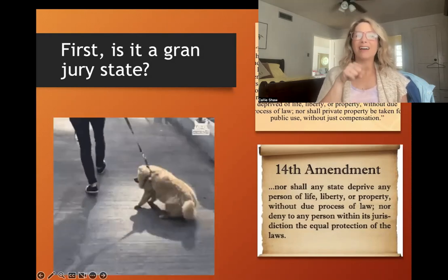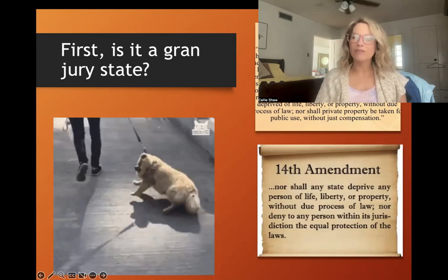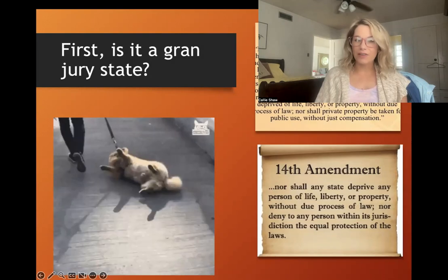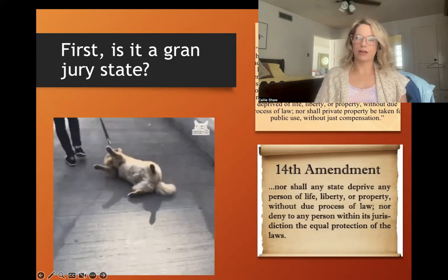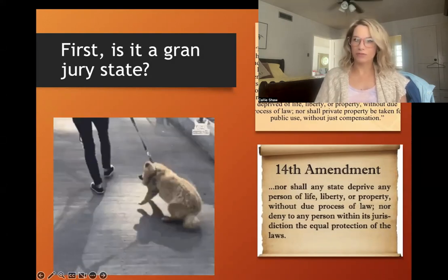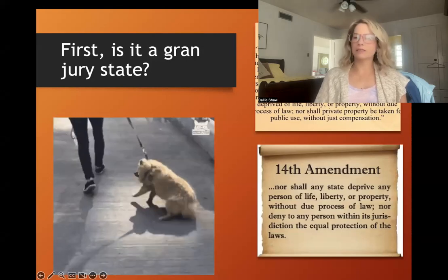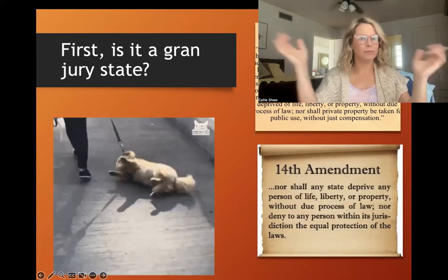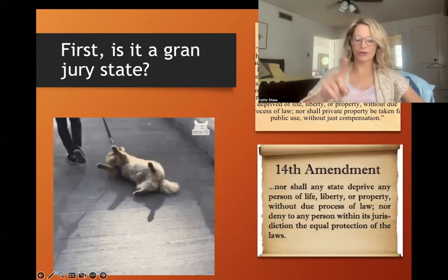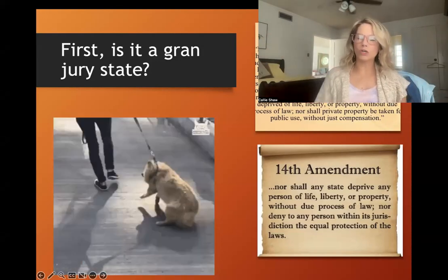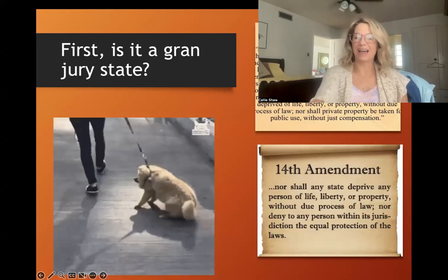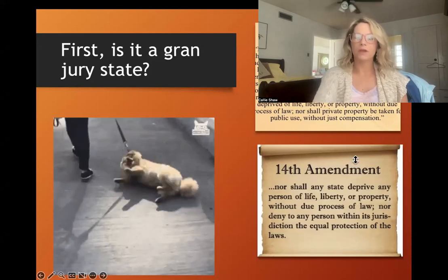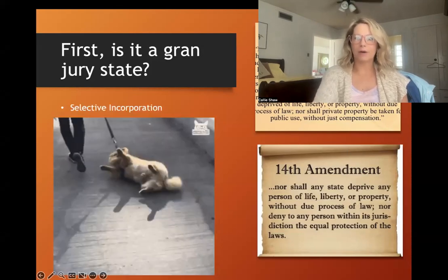And they had to do that with every single amendment. However, not every amendment right was selectively incorporated. Specifically, the right to a grand jury. That is one of the few rights within the Bill of Rights which has not been selectively incorporated, meaning some states have them, some states don't. Pop quiz, does Texas? The answer is yes, of course we do. We have a grand jury system that has been adopted by Texas, but do we have to have one? No.